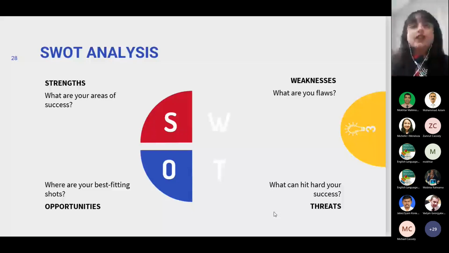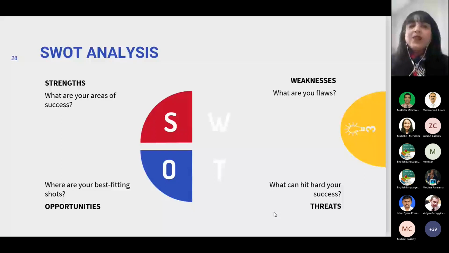Then we have the opportunities. Where are your best-fitting shots? After that, the weaknesses. You need to ask yourself, what are your flaws, or which traits do I need to develop or improve? Moving on to the fourth and last part of this SWOT analysis, which is the threats. What can hit hard your success?